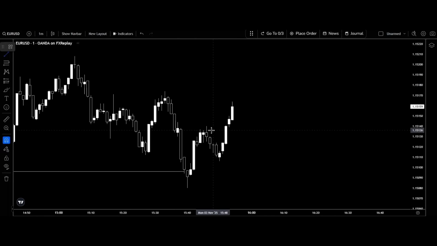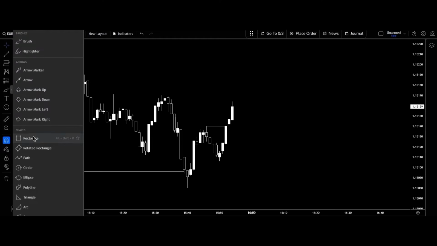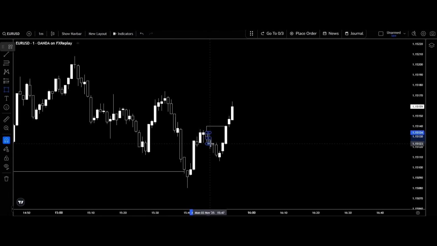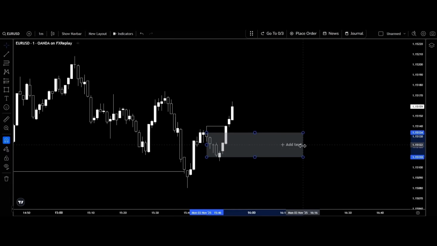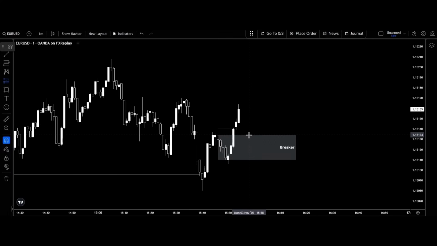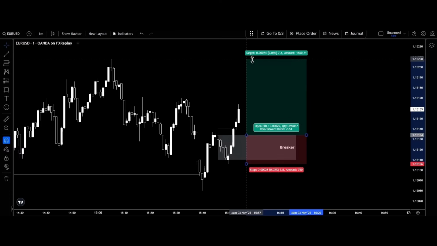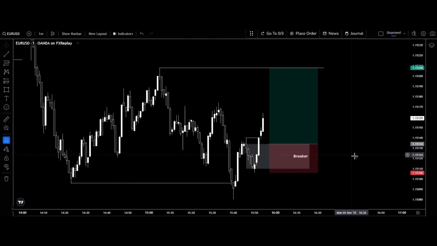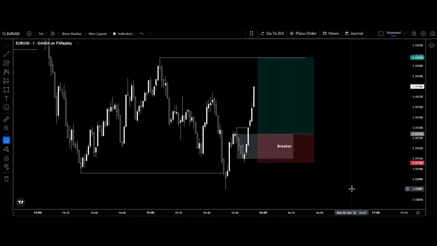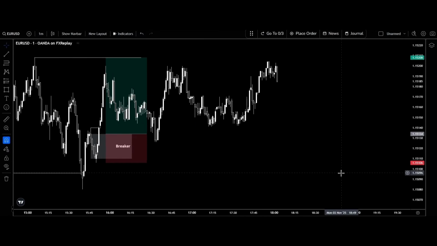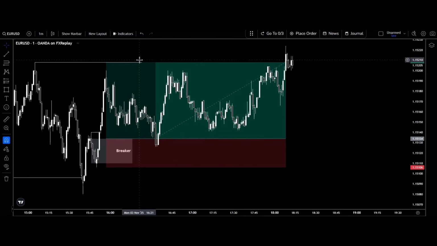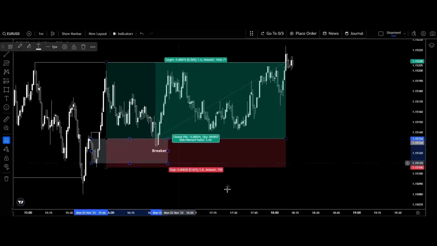We can now see a clear shift in market structure with a defined high and low to the left. We'll mark this area as our breaker block, using only the candle bodies and ignoring the wicks. We're going long from this breaker, placing our stop loss below the previous low and targeting the recent high. Let's see how it plays out. The market retraced back to the breaker, triggered our entry, and hit our target cleanly.